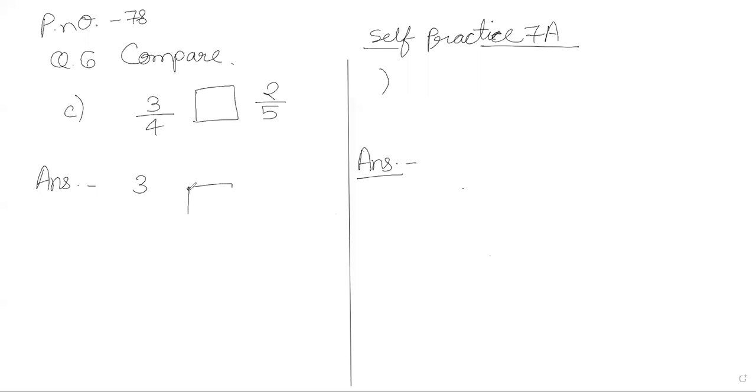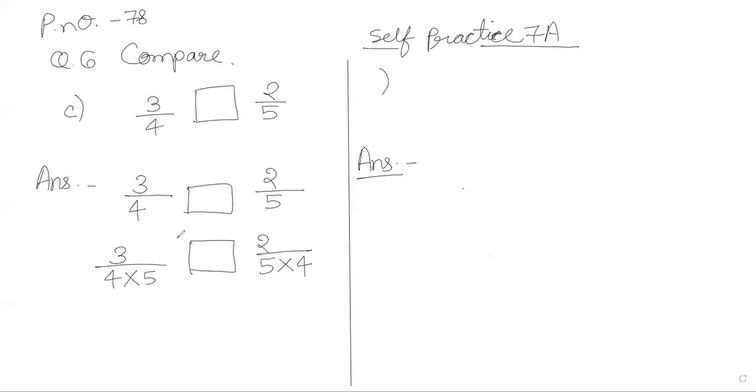There is the left side of the box and the right side of the box. One fraction is 3/4 and another fraction is 2/5. Now, to equalize the denominators, I'm multiplying 4 with 5 and here 5 with 4. Whatever operation I applied in the denominator, the same operation I need to apply in the numerator, right? In the left side, in the denominator I multiplied by 5, so the numerator will get multiplied by 5.